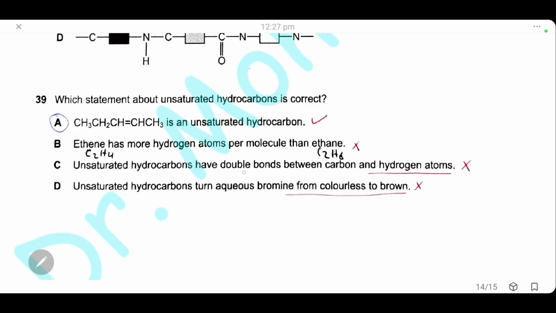Unsaturated hydrocarbons have double bonds between carbon and hydrogen. This is of course also wrong because they have double bonds between carbon atoms. Unsaturated hydrocarbons turn aqueous bromine from colorless to brown. This is wrong. It turns the aqueous bromine from brown or orange-brown to colorless. So the only correct statement is statement 1, and the answer will be A.